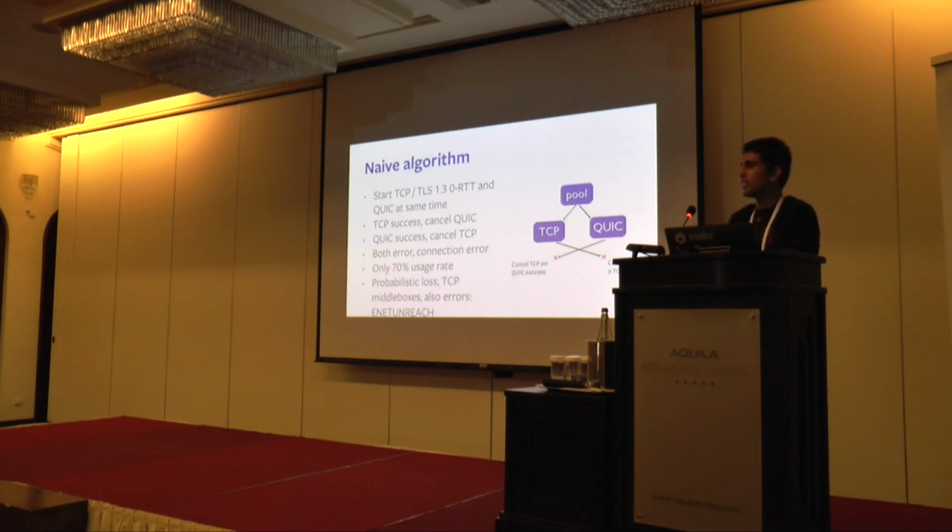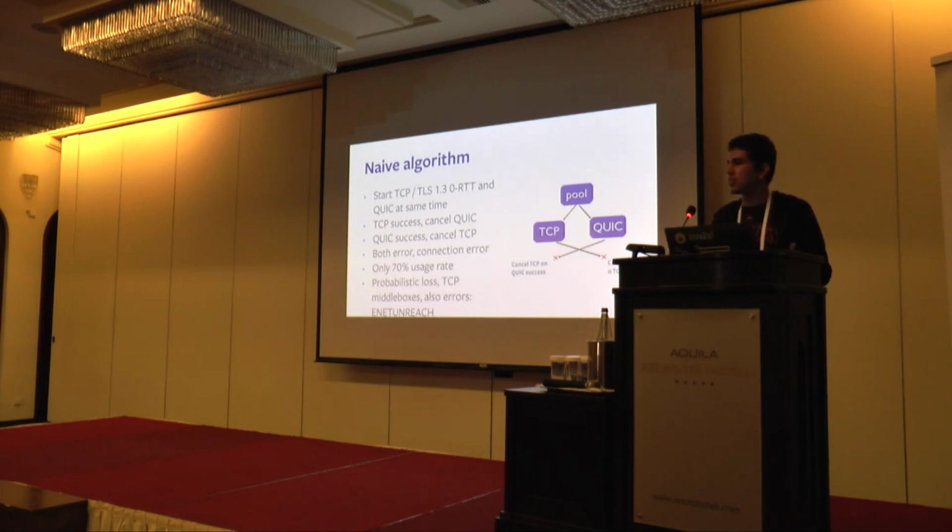What ends up happening is that we can only return one connection to the response. So if TCP wins, cancel QUIC. If QUIC wins, cancel TCP. Seems obvious? Great. And if both error, it's a connection error. The problem is we saw a dismal usage rate. By usage rate, I mean that QUIC is used for the request being sent out by the applications. We saw about a 70% usage rate of QUIC, which is much lower than what we expected.